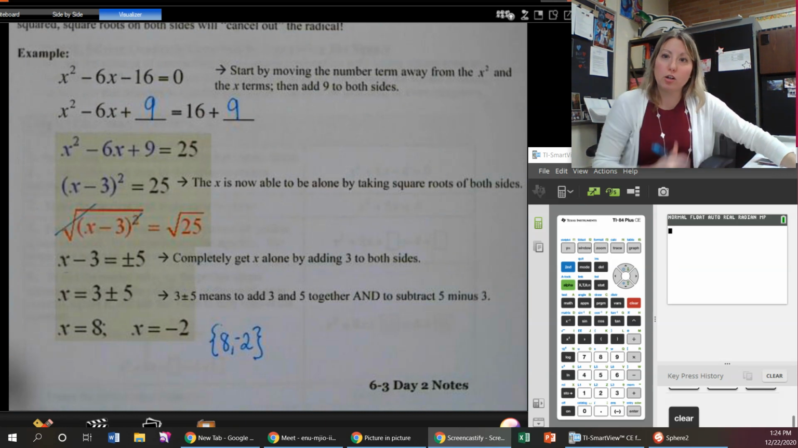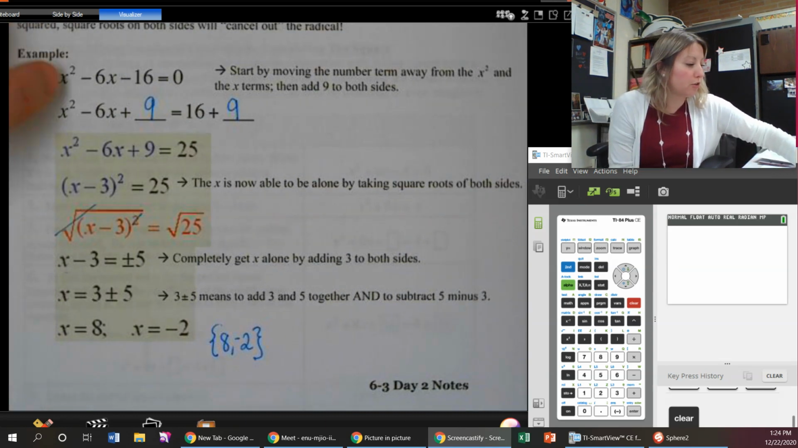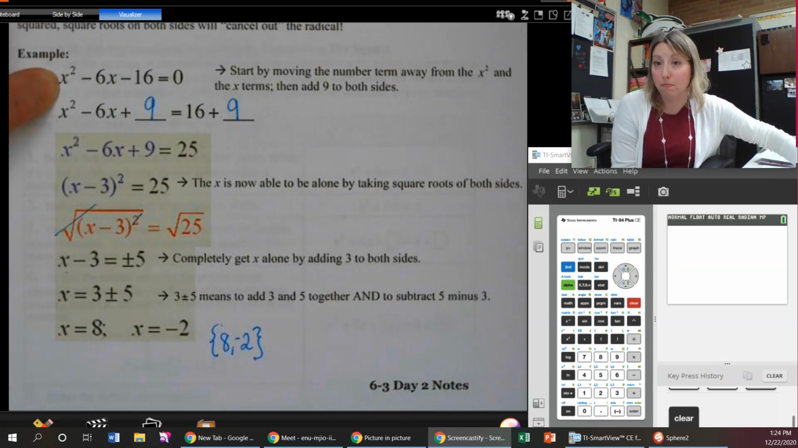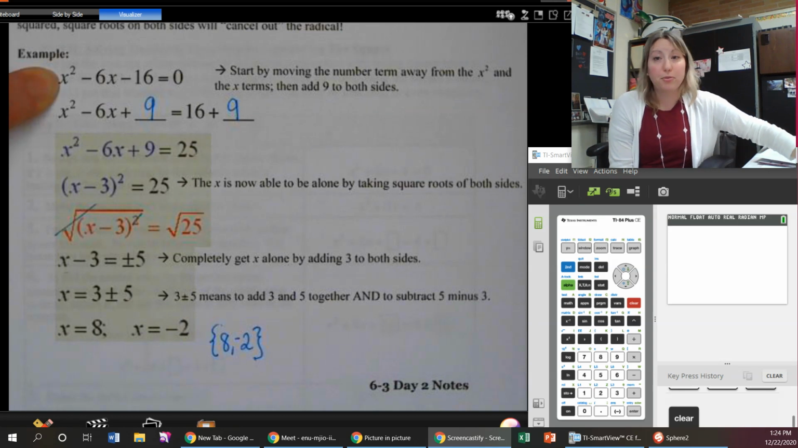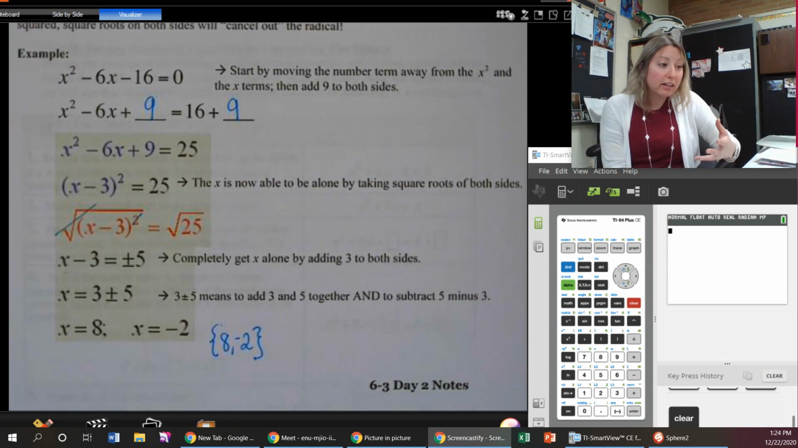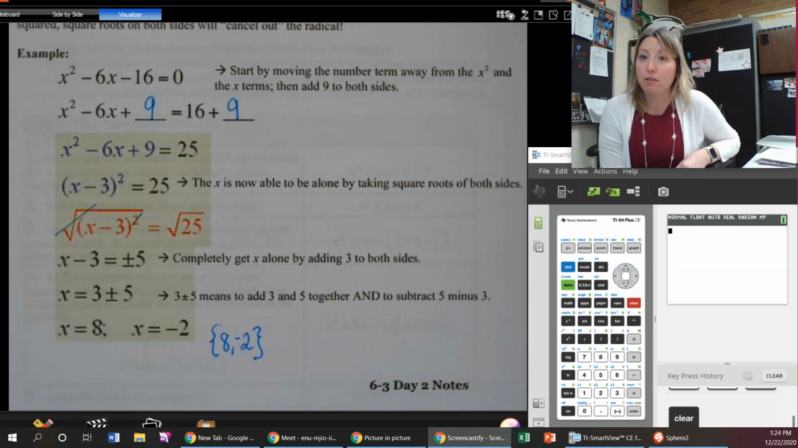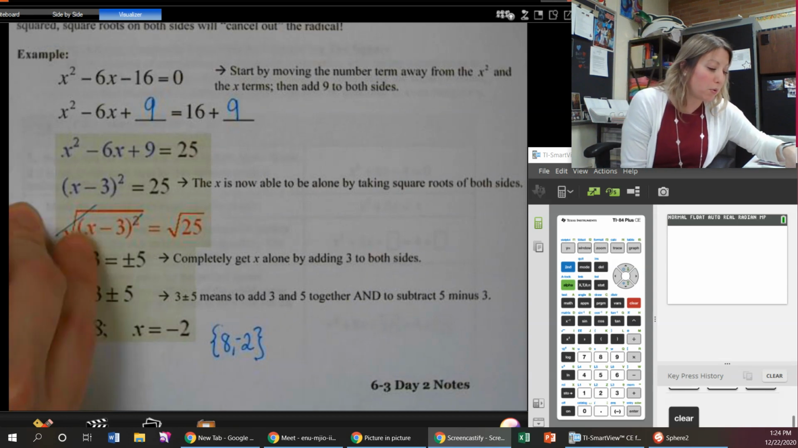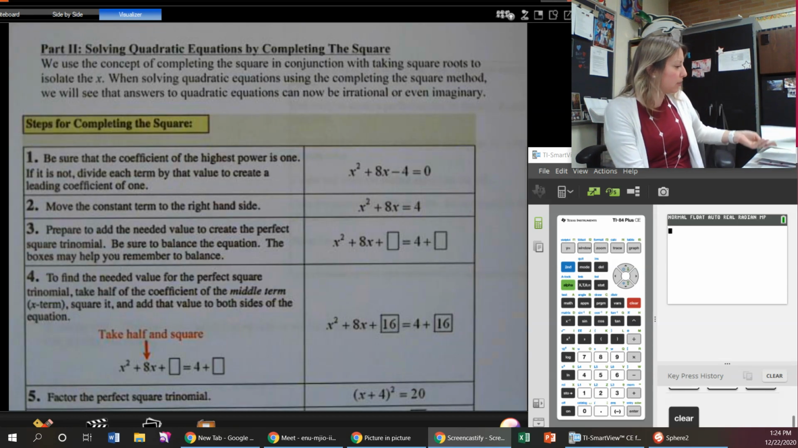Now, this particular one had integer answers because my original trinomial was factorable. Okay? But that won't always be the case. In fact, completing the square to solve quadratic equations is more commonly used for things that are not factorable. All right? And that's what we'll see. So we'll see lots of examples.